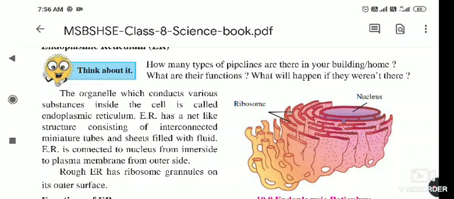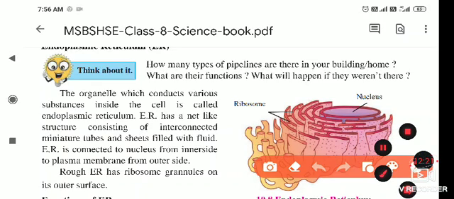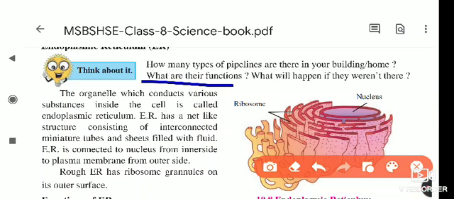Now, what are their functions? The main pipeline through which fresh, potable water enters the house. What will happen if they were not there? That is the question for us, you can think about it. If these pipelines are not there, then what will happen? With these pipelines, we throw the wastewater into the gutters and use fresh water wherever necessary. So our work becomes easy and the place becomes clean.